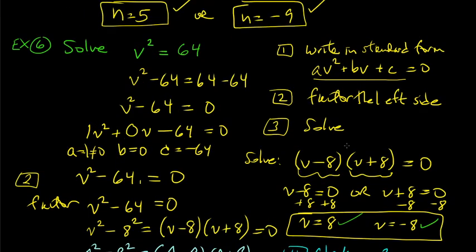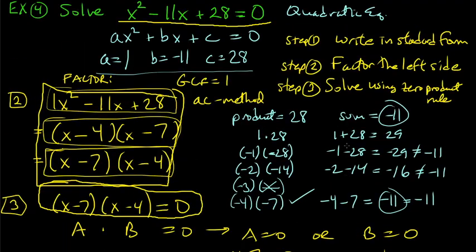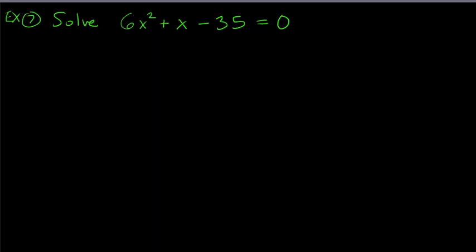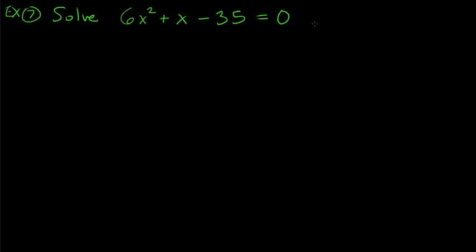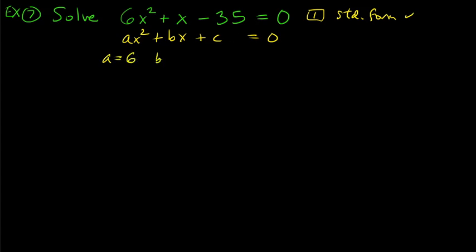Okay, so that's another one. Let's do another. Okay, next one. So we want to solve 6x squared plus x minus 35 equals 0. And first thing to note is that this is in standard form, ax squared plus bx plus c equals 0. So remember, that's always the first step. Put it in standard form. And we know it's in standard form because it equals 0. So a is 6, b is 1, and c is negative 35.